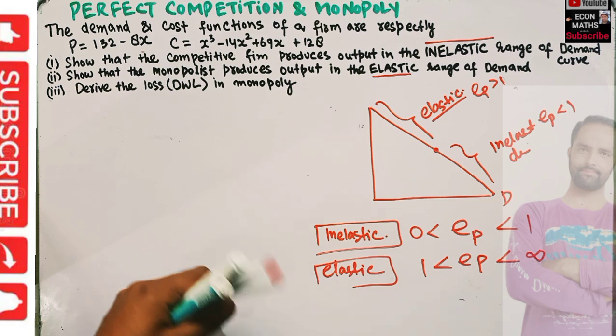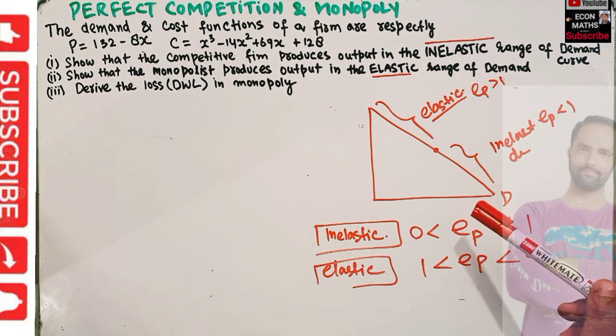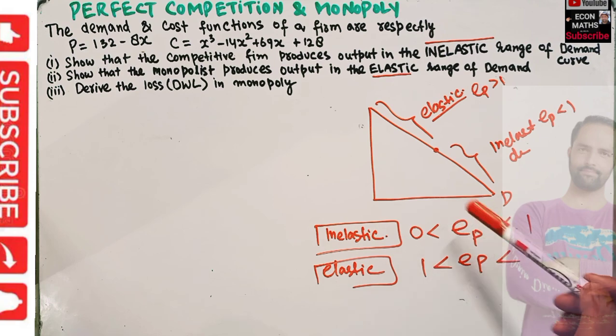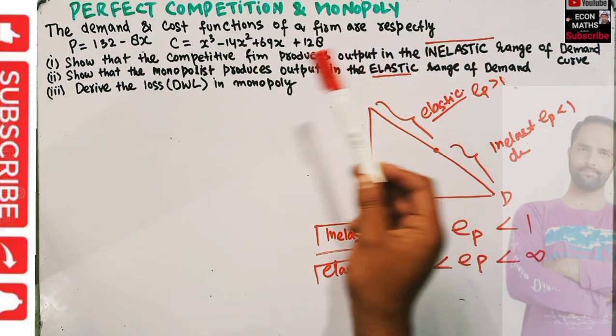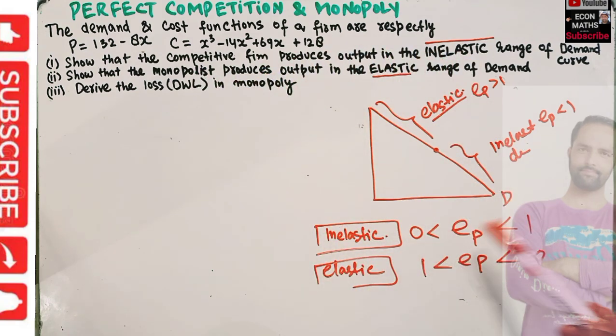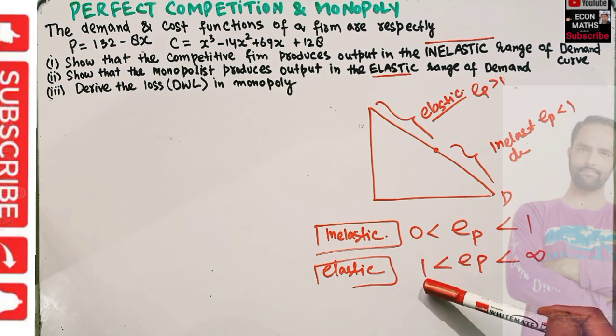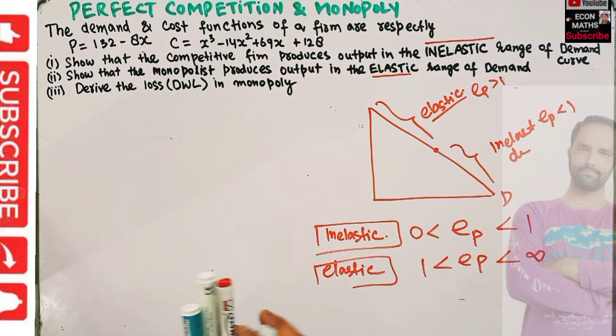So we just need to prove that our price elasticity of demand in case of the competitive firm will lie between 0 and 1, and in case of the monopoly it will be greater than 1, obviously. Okay, so let's go to the question straight.